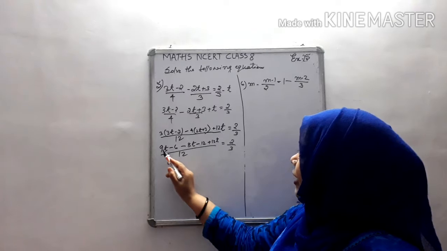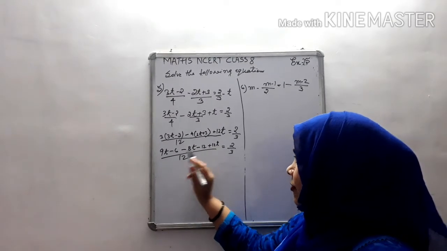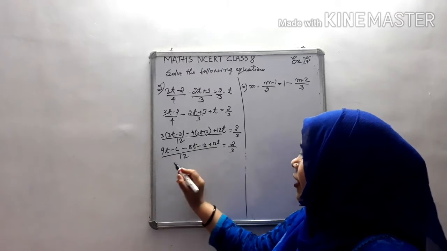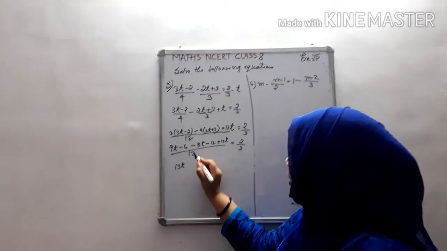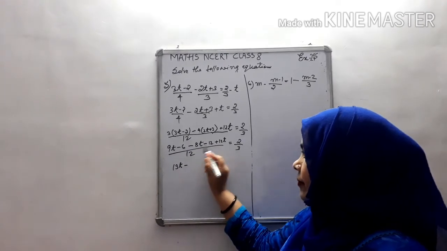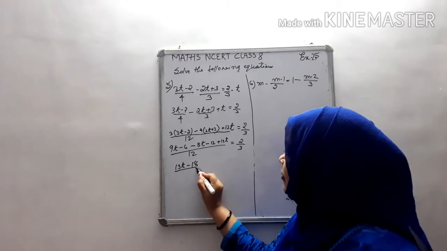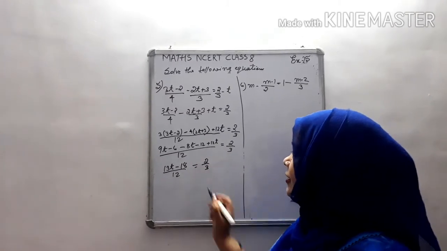Now look here. 9t and minus 8t. What will be? Only single t, that will be t. t and 12t. What will be? 13t. 13t. Now look here. Minus 6 and minus 12. What will be? Minus 18. Okay, minus 18 by 12. Now 2 by 3. Now look at 13t.